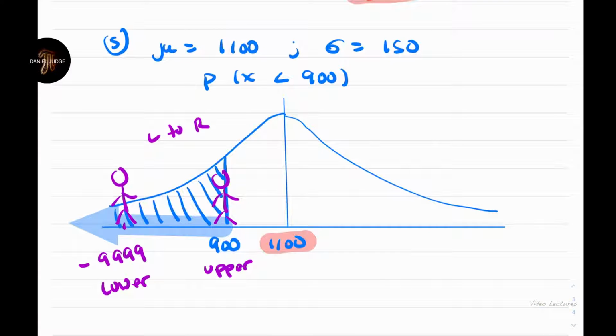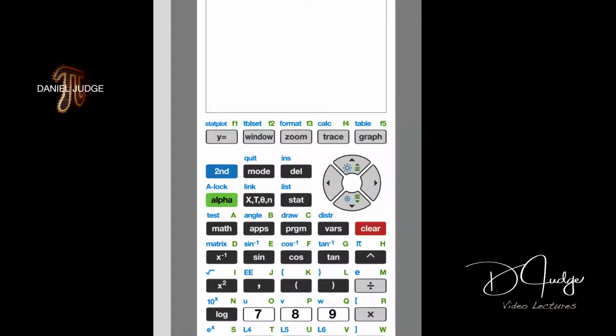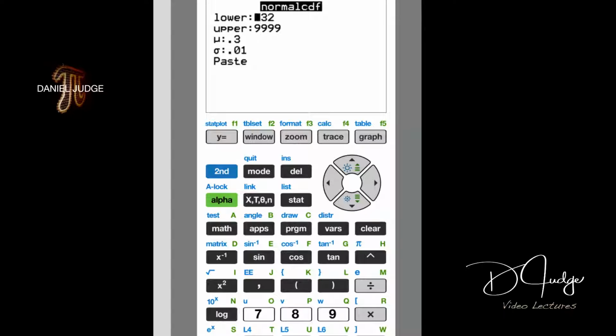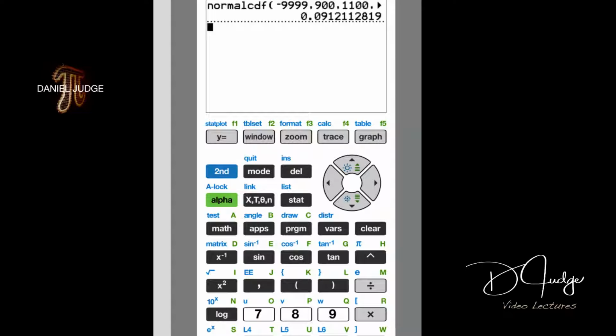Let's try to enter this in the TI. All right. Let's clear this. Second, distribution. Normal CDF. The lower value is negative 9999. Our new upper value is 900. Now the mean, remember, is 1100 with a standard deviation of 150. We're going to paste this, and this is going to be our answer here.